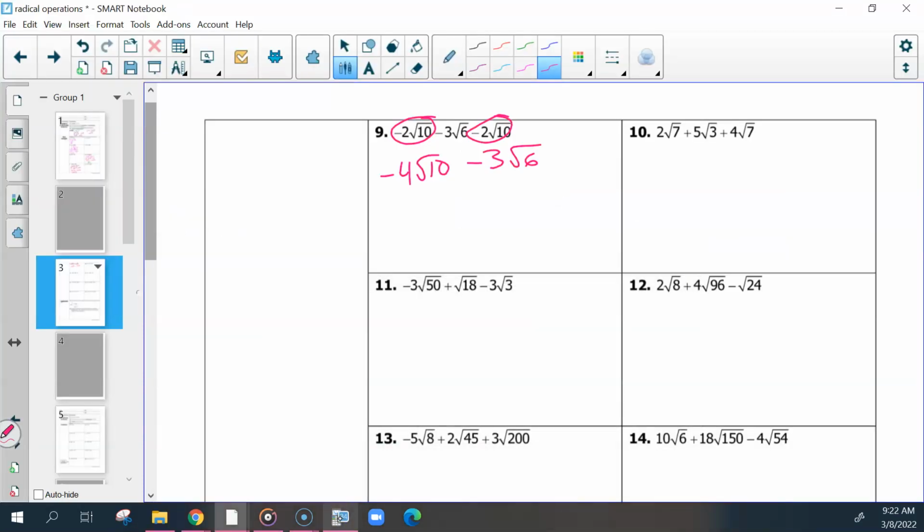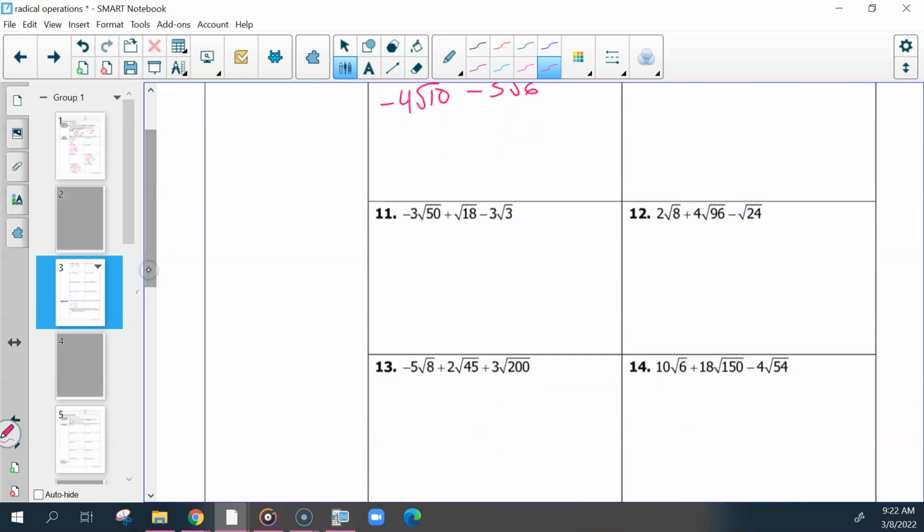Okay, let's do number 12. 12 now has radicals that we have to simplify for each one. So again, take your time with each one. What is the highest perfect square we can divide out of 8? 4. And then 2 would be the other one. So this would be 2 times the square root of 2 with the 2 that was already out front.